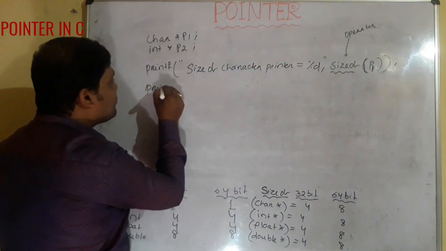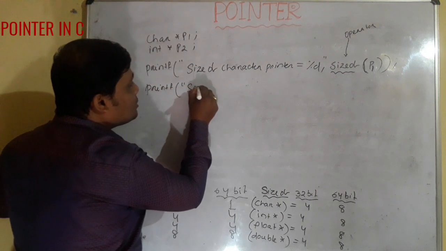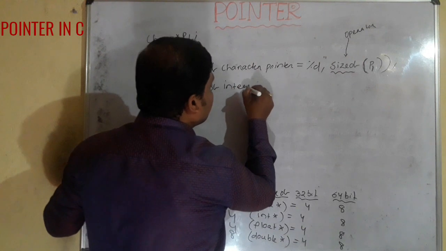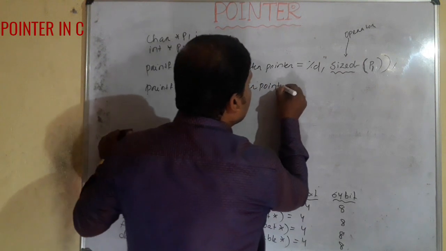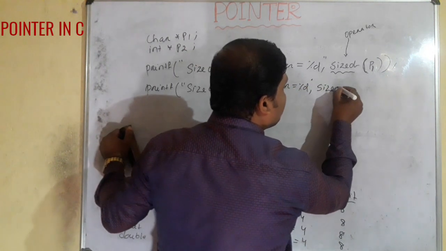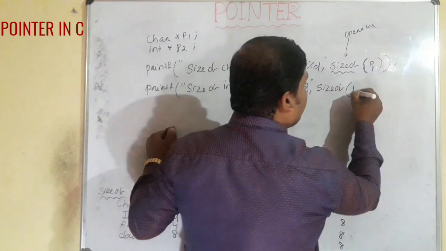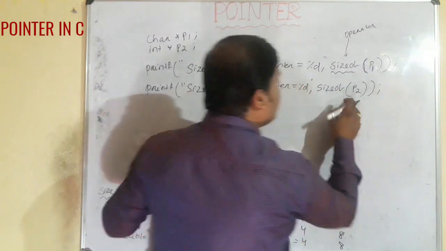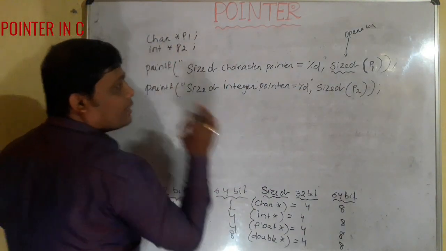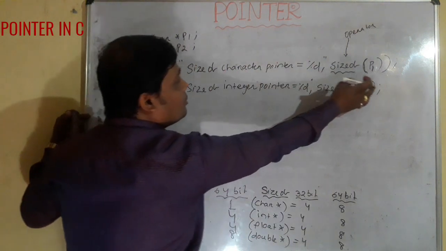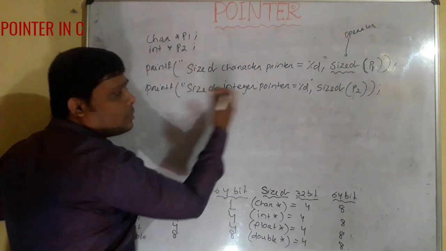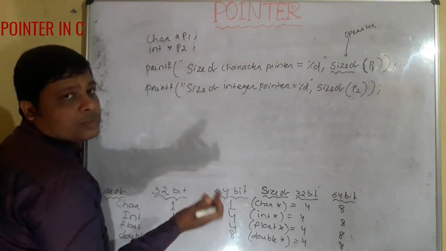Then printf, suppose "size of integer pointer equal to %d", then sizeof is the operator, then pass P2. It will display the size of P2. P2 is the integer type pointer and P1 is the character pointer. So size of character pointer equal to, P1, sizeof P1. Clear? In this way you can find the size of a float pointer, size of double pointer, it will display.